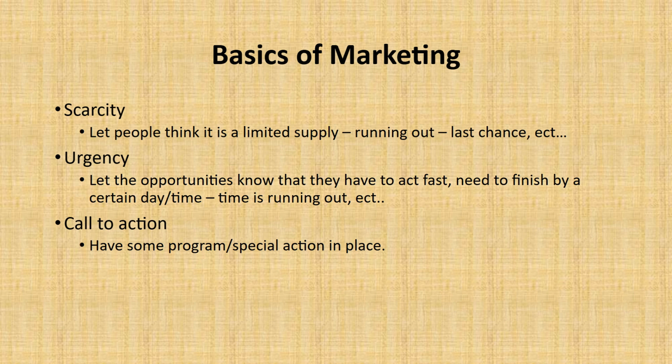So there are 3 things you want to think about when you do your marketing, like we talked about last time. We want to have a scarcity, an urgency, and a call to action. So what that means is you want at least 2 of the 3 in your ads. A good example is builders. They'll say, flash sale this weekend only, 2 lots left, like we mentioned last time.